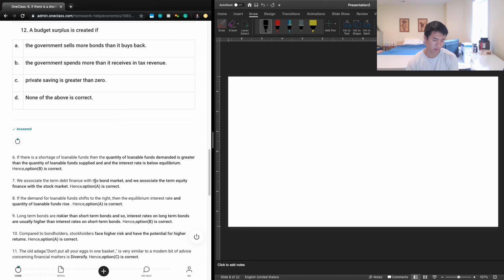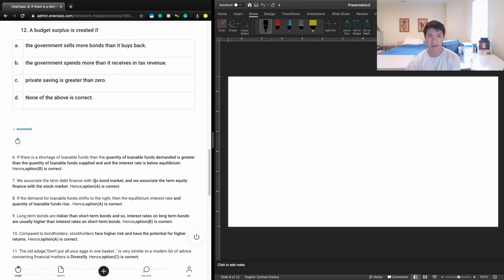B says the government spends more than it receives in tax revenue. C says private savings is greater than zero. And D says none of the above is correct. And so the answer choice that we would expect to see is that a budget surplus is created if the government spends less than it receives in tax revenue. And that is not one of the answer choices we see.